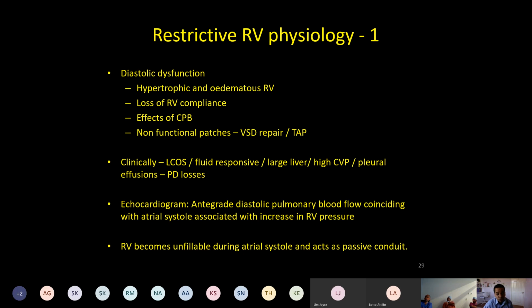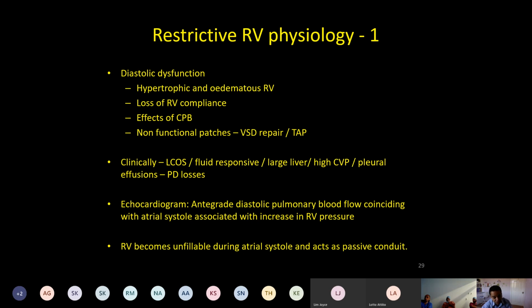Clinically, you see a low cardiac output state, you have a fluid responsive circulation, but a large liver, high CVP, and then pleural effusions and PD losses. And that's why these patients with RV diastolic dysfunction would keep the chest drains in place for a prolonged period of time. Commonly, these patients go to the ward with chest drains in place. So that's all part of the high right-sided pressures.